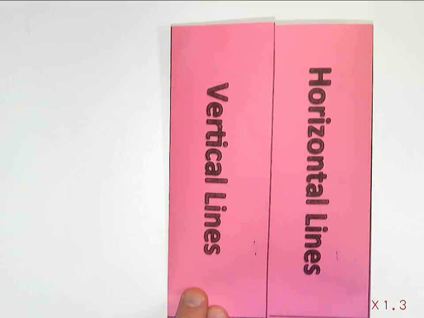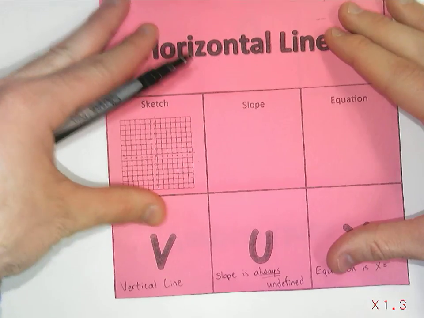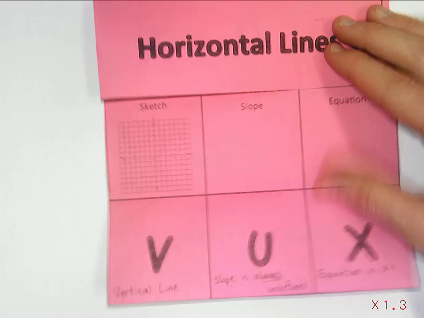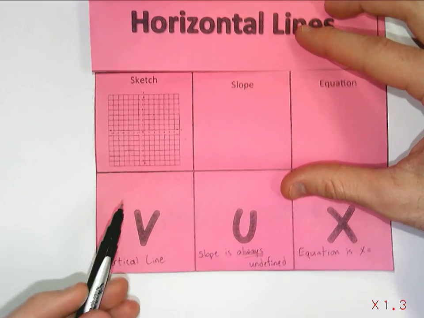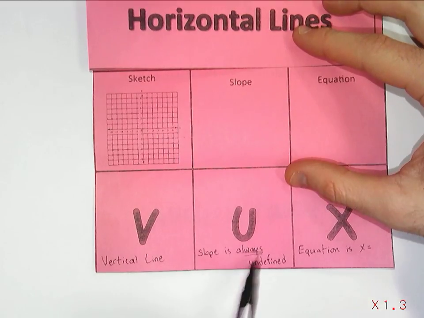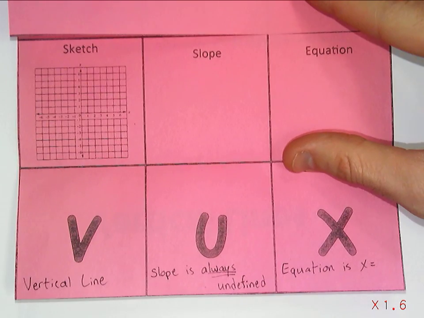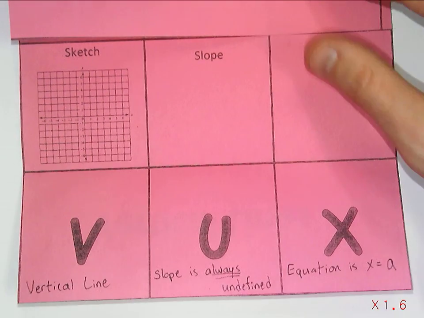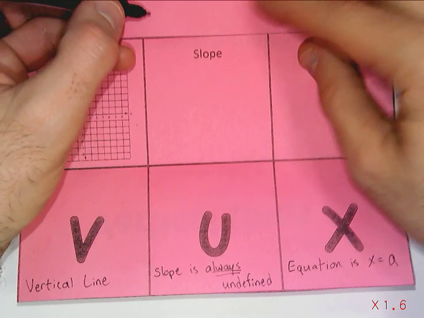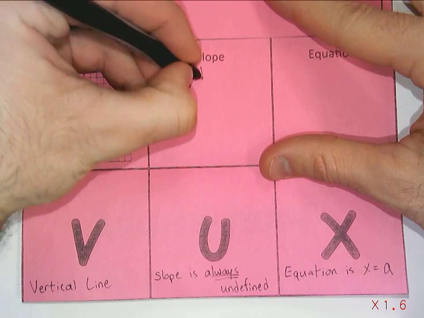Let's go ahead and talk about vertical lines first. We have a little saying here that can help remind us of what we need to do when we have a vertical line. So V for vertical line, the slope is always undefined. No matter what, this will always be undefined. And your equation will always be x equals something. So let's just say, for instance, x equals a, and a can stand for any number. For this, like I said, slope m is going to be undefined.